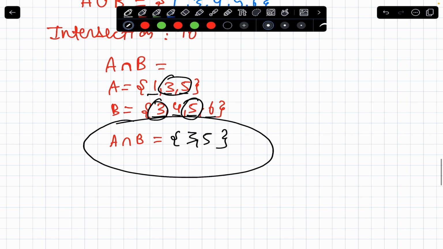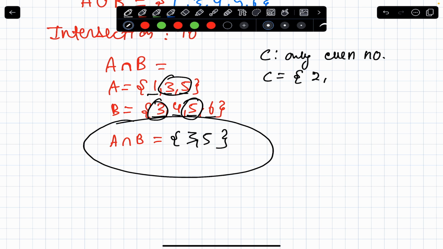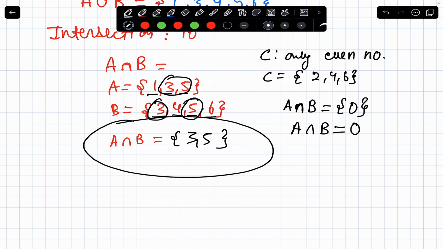Now suppose that we have another event C which says only even numbers. What will be the possible outcomes? 2, 4 and 6. Now we have to find the intersection between A and C, which will be nothing, zero. Not even a zero set, it's wrong. There is nothing common between them. How can we add the both?